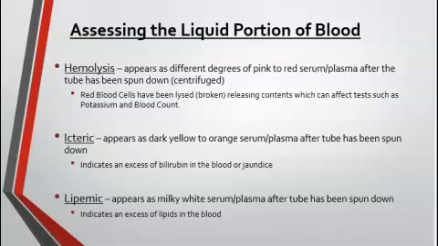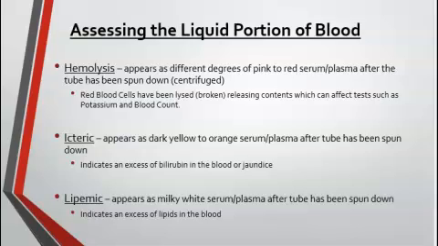Hemolysis occurs when the red blood cells have lysed or broken open or burst and release their contents within a sample. And this will cause different degrees of pink or red to appear in your serum and plasma after the tube has been spun down in the centrifuge. Hemolysis can be a problem for your blood samples that are tested in the laboratory because hemolysis can have a negative effect on test results, making your test results inaccurate. And some of the tests that are possibly affected are your potassium results and your blood count.